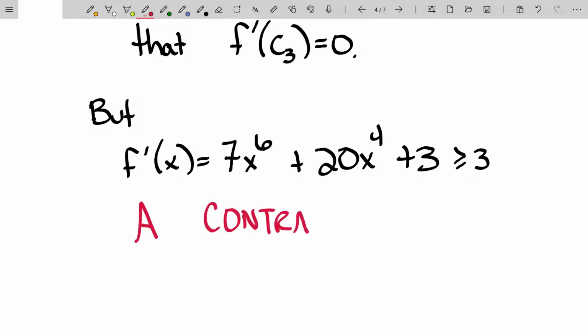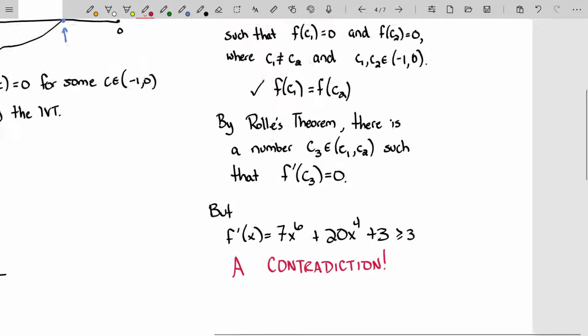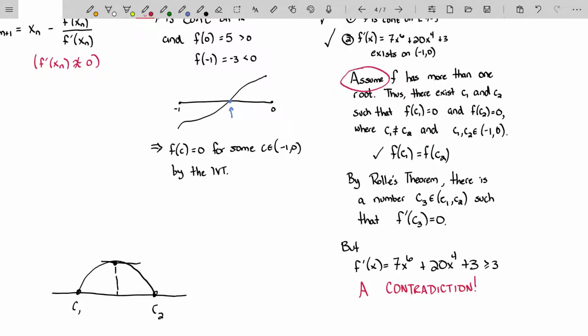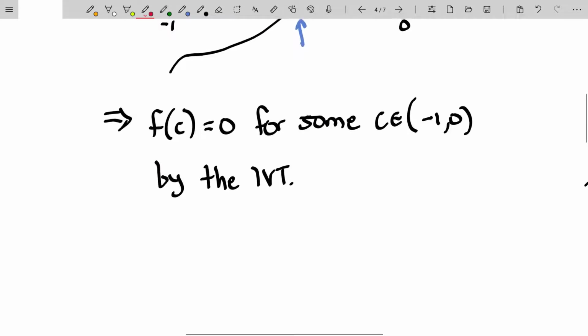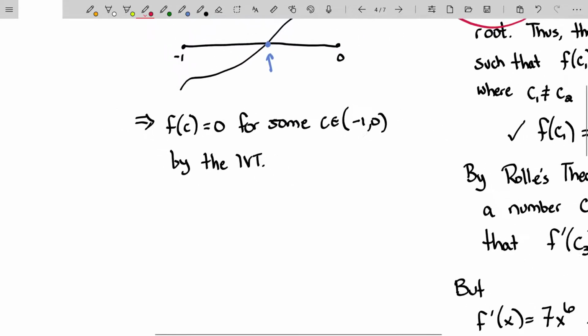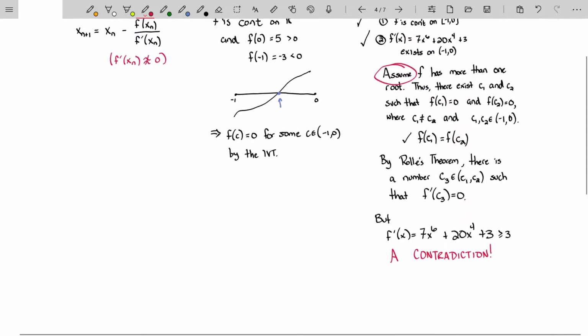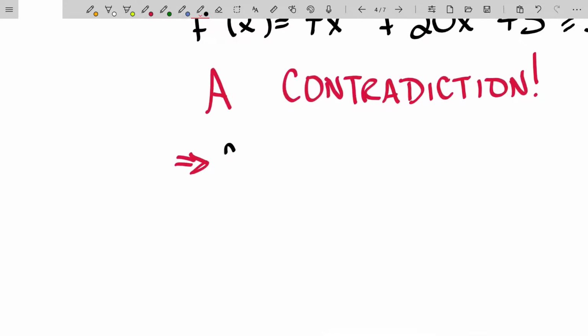And so because we have a contradiction, we must have made a bad assumption somewhere. And our bad assumption was right at the top here. Assume, that was the only time we used that word. Assume f has more than one root. So therefore, f cannot have more than one root. It either has no roots or 1. But we've already shown that f does have one root by the intermediate value theorem. Therefore, f only has one root. So this implies f has only one root.